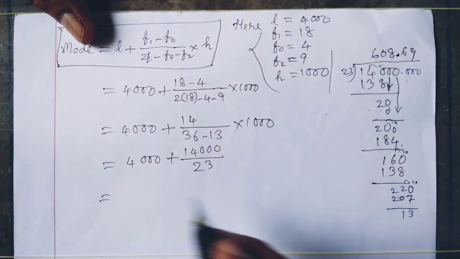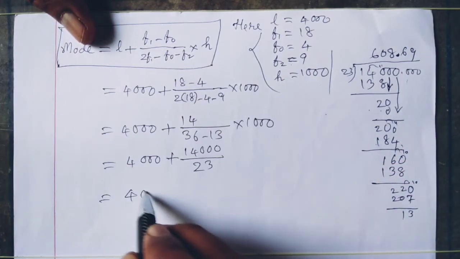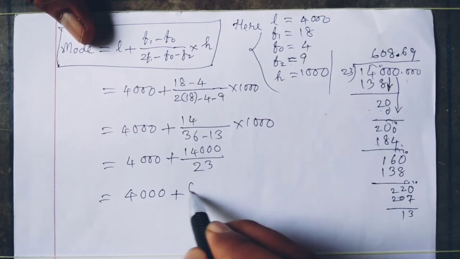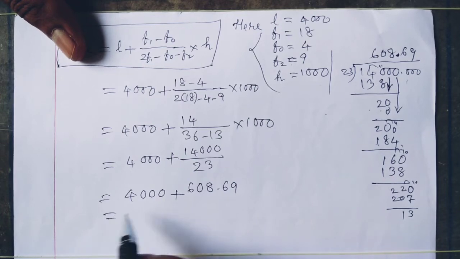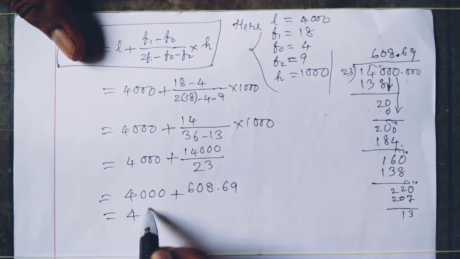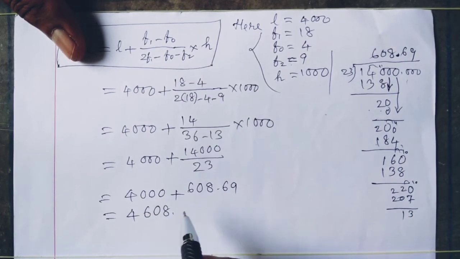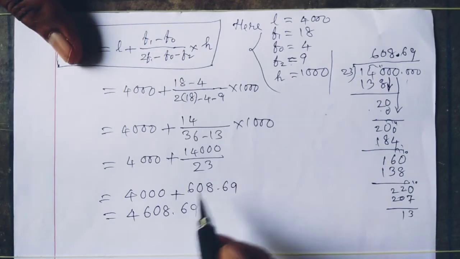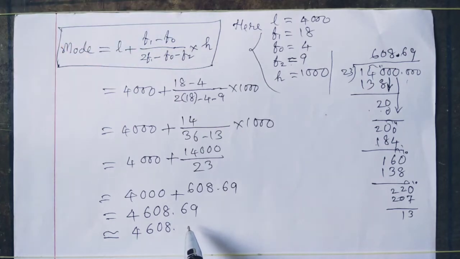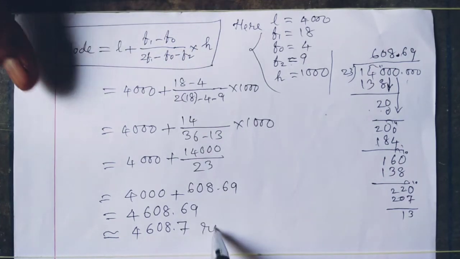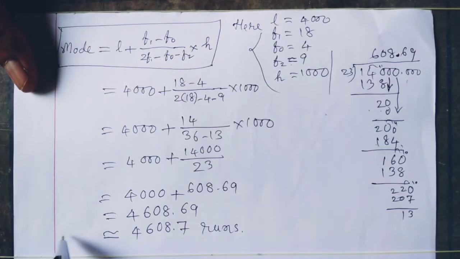So approximately the value we got is 608.69, so 4608.69. More approximately 4608.7 runs. So this is the mode.